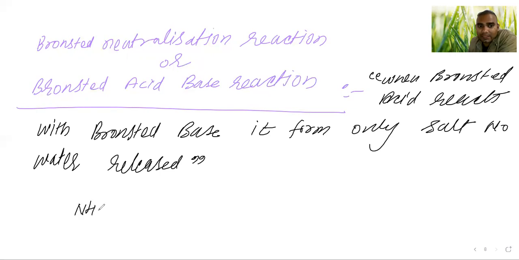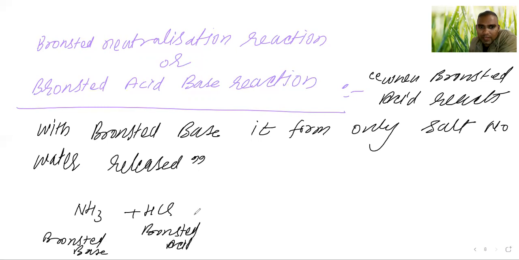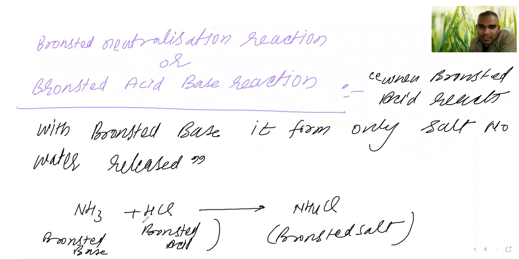Suppose NH3 is there and HCl is there. NH3 is a Bronsted base, and HCl is a Bronsted acid. Putting these together, it will give NH4Cl. This is known as a Bronsted salt, and here no water is formed. So when a Bronsted acid and Bronsted base react, no water forms. But when an Arrhenius acid and Arrhenius base react, they will form salt and water.